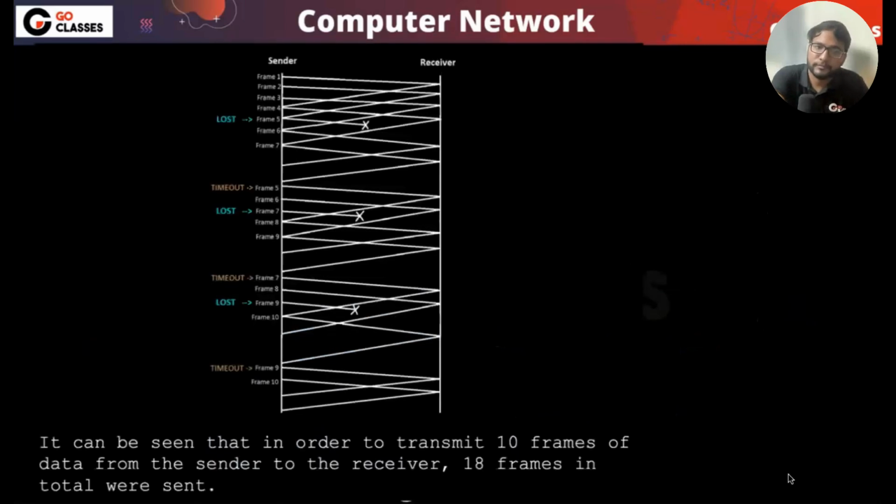Okay. Yeah, this is the diagram that they have given. 18 frames in total were sent. See, I don't know if it is visible or not, but yeah, this fifth is lost, and then the seventh is lost. 7, 8, 9, they're again sending, and then this 9 is lost. Okay. Cool.